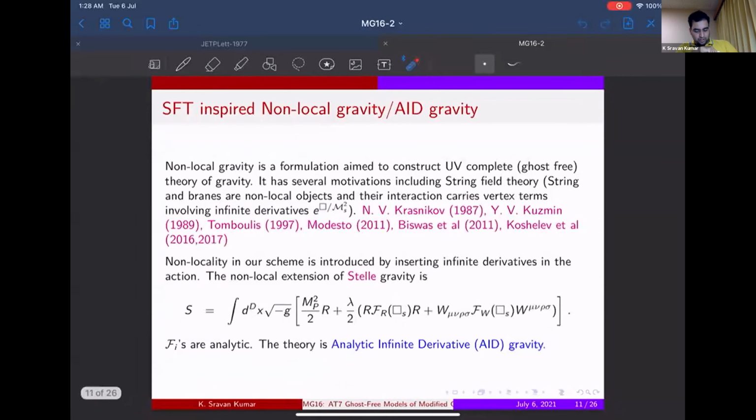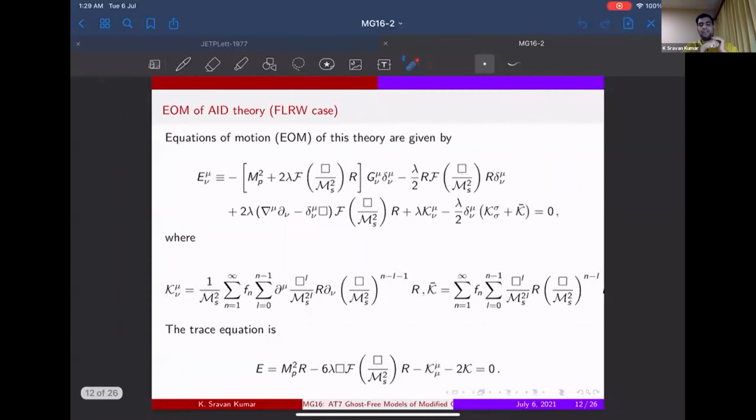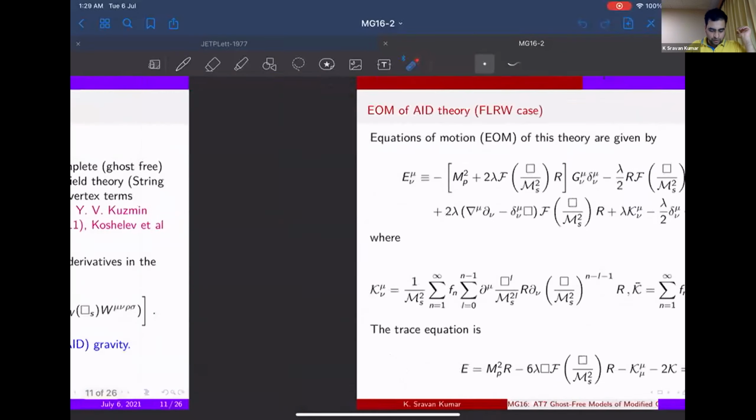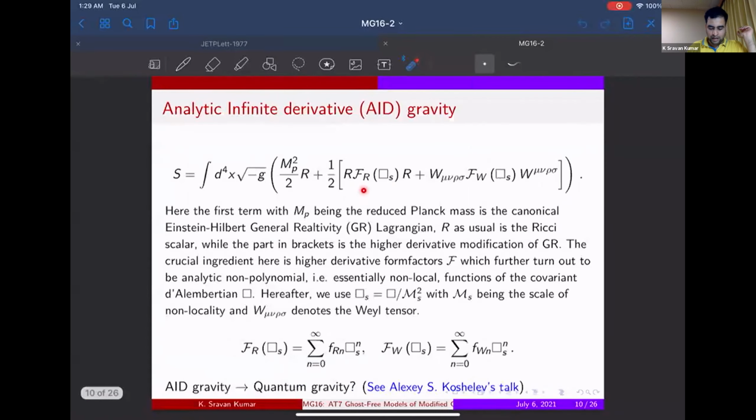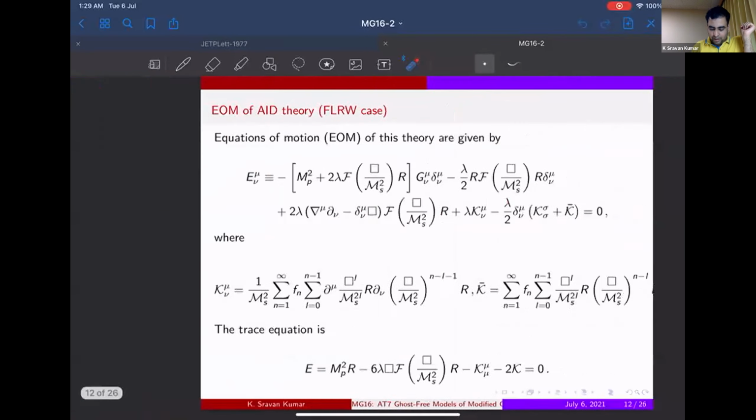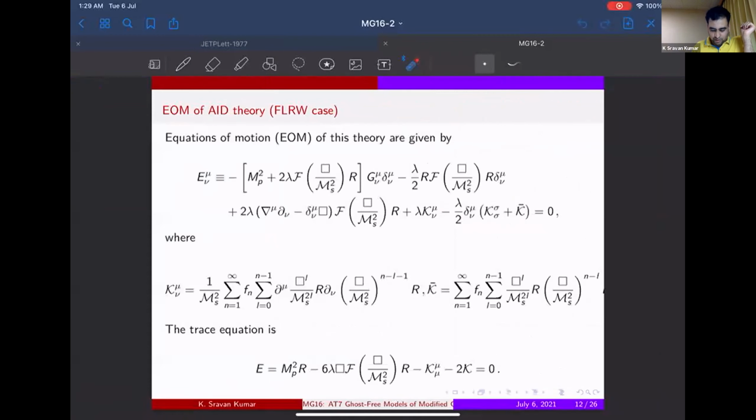I will skip the historical details about why these theories are interesting with respect to quantum gravity. Part of it was mentioned by Alexei. But let me get back to solving the equations of motion of analytic infinite derivative gravity. Here we look at the FRW case. The Lagrangian has R F of box R and W F of box W, and as is known, Weyl is 0 for FRW. Then we can put all the Weyl terms to 0 in the equations of motion. We still end up with complicated equations of motion.